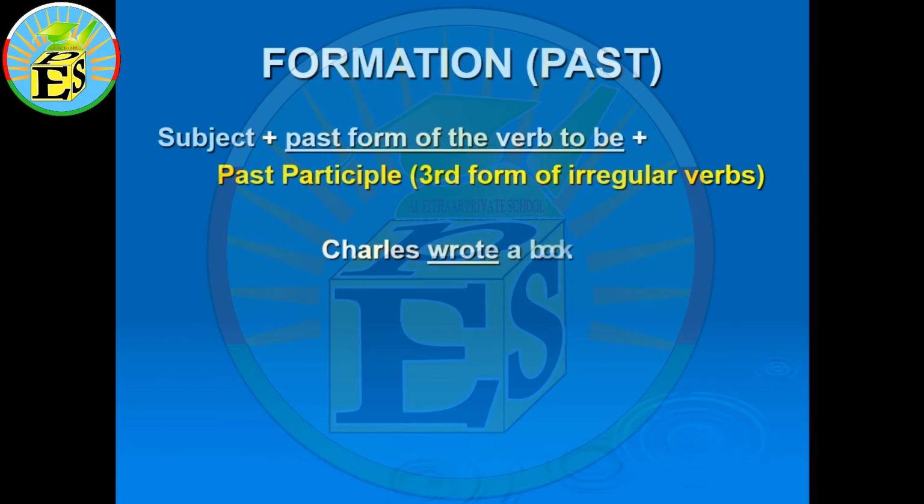Look at the examples. Charles wrote a book. Wrote here is a verb in the past simple. Charles wrote a book. A book was written by Charles.